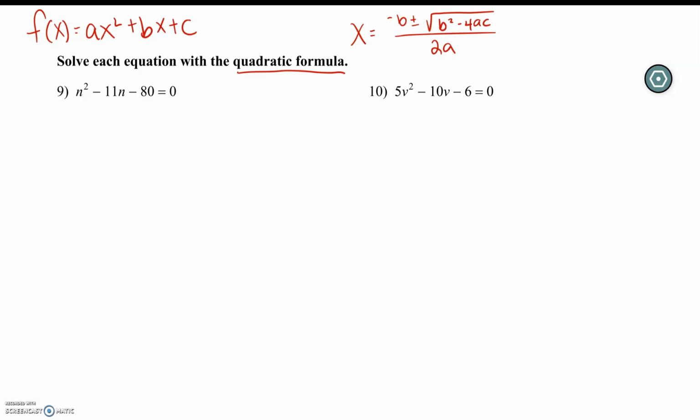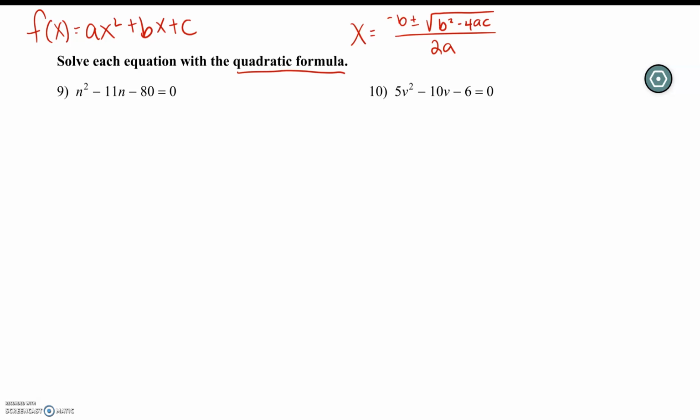All right, now let's actually talk about what it is and use it, and let's take a look at some great things about the quadratic formula. The quadratic formula will work for any and every quadratic equation. I repeat, the quadratic formula will work for any quadratic equation.